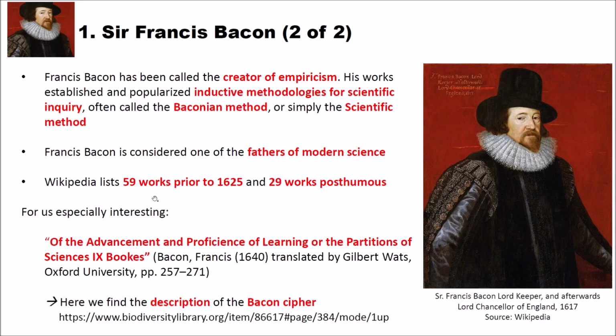And Wikipedia lists 59 works prior to 1625 and 29 works posthumous. And for us, there's especially one interesting work, and that is The Advancement and Proficience of Learning or the Partitions of Science, nine books, which was written by Bacon. And this version here was translated by Gilbert Watts in 1640. And for us, interesting are the pages from 257 to 271, since here is a description of the actual Bacon cipher. And you can find an online version of the book, which I will also link below this video, when you follow this URL here.